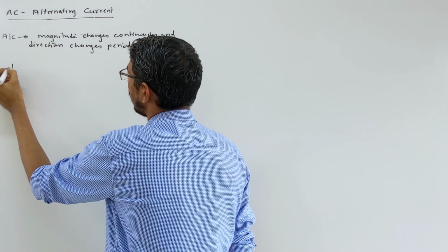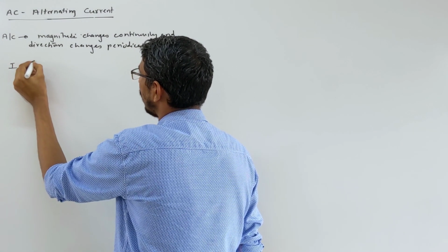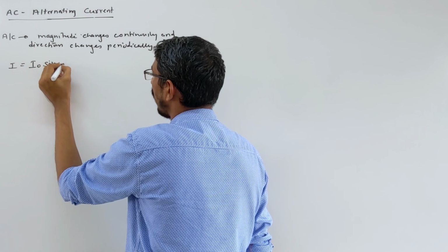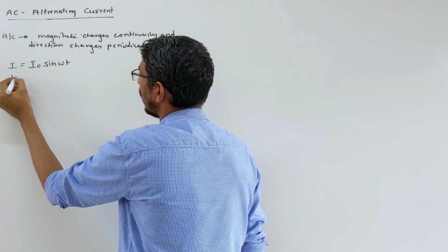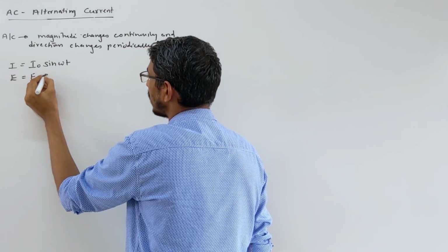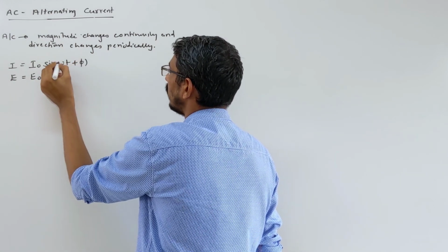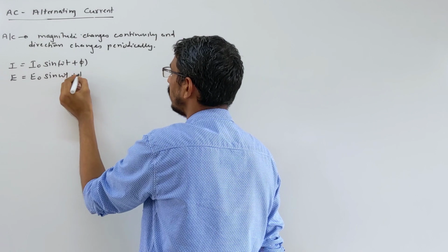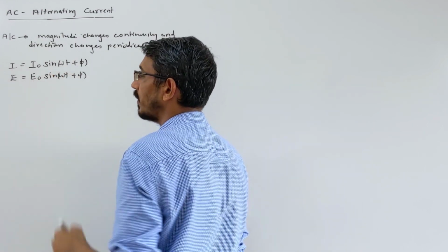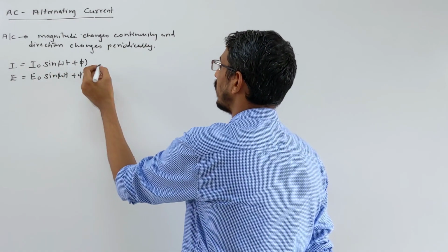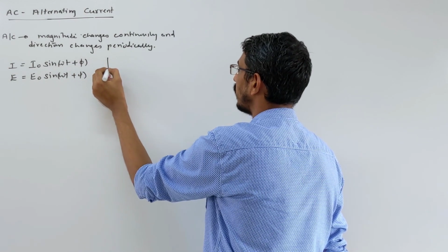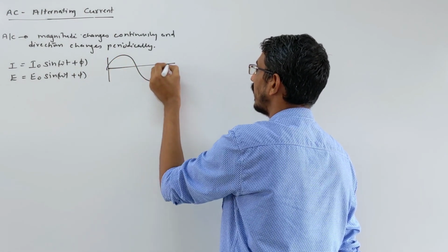Generally the current at any instant is I naught sine omega t, and you can write voltage the same way: the potential at any instant is V naught sine omega t. Here we can have an initial phase also, or just omega t, it doesn't matter. Or you can have a cosine function also. Suppose we write the sine function, then your current looks like this.